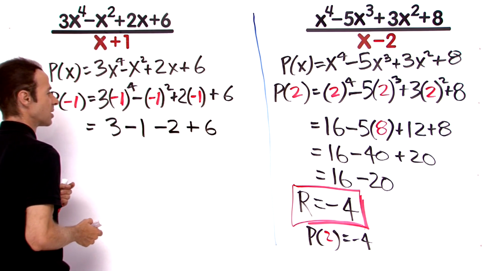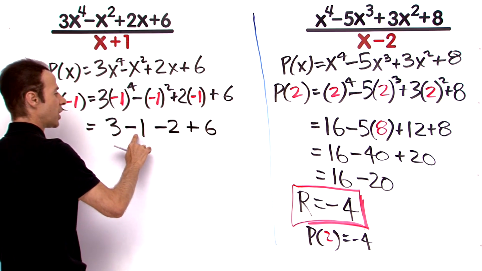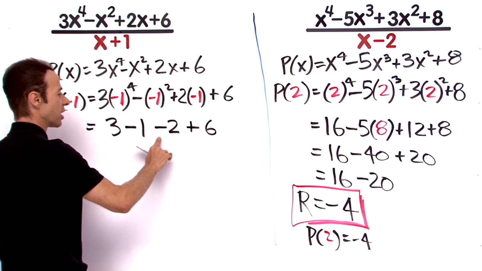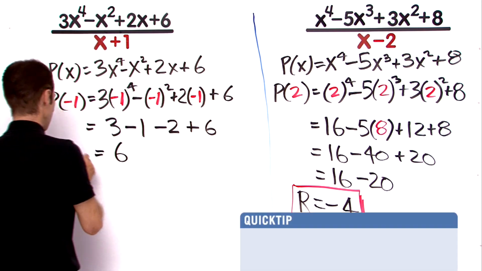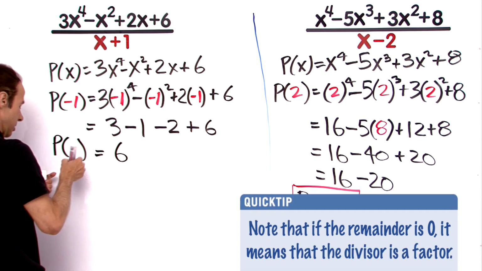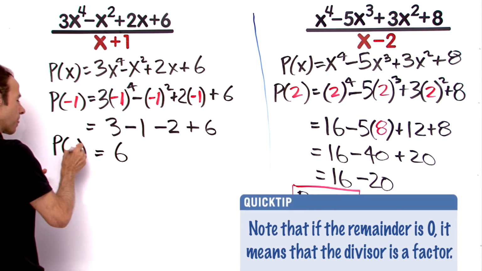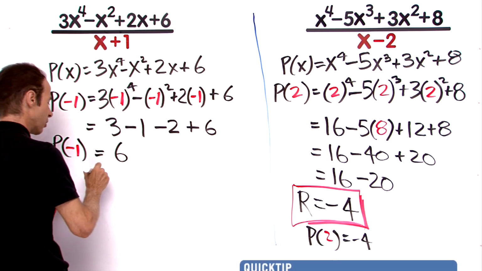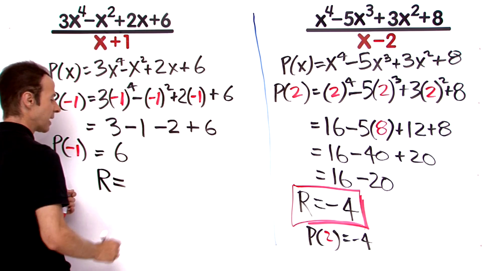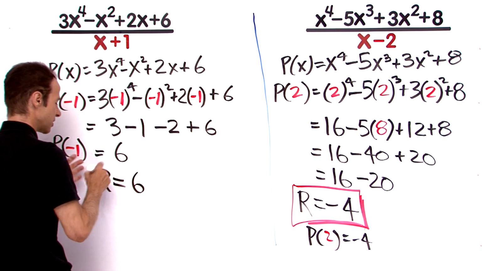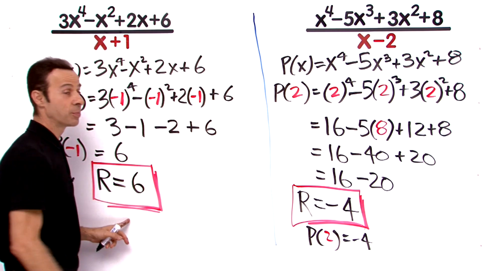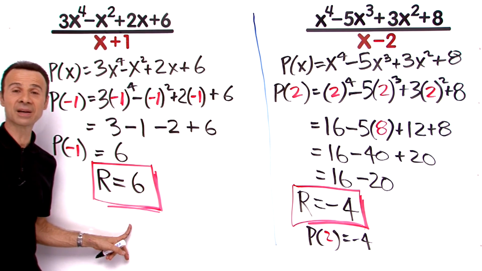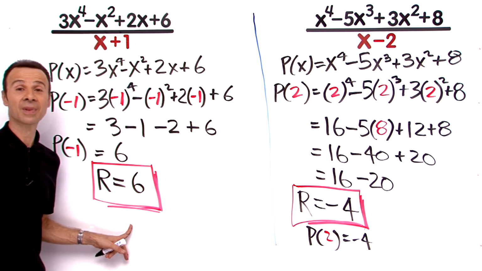Let's simplify this. So we have 3 minus 1 minus 2, that's like 3 minus 3, that's 0. So we're left with a value of 6. So P(negative 1) equals 6, which clearly also means the same as before, remainder equals 6. And as you can see, it's a very quick and simple method to come up with the remainder to any polynomial. And there you go.